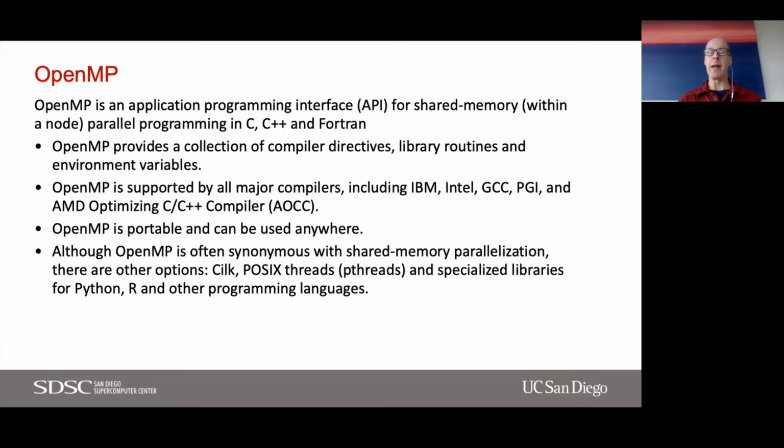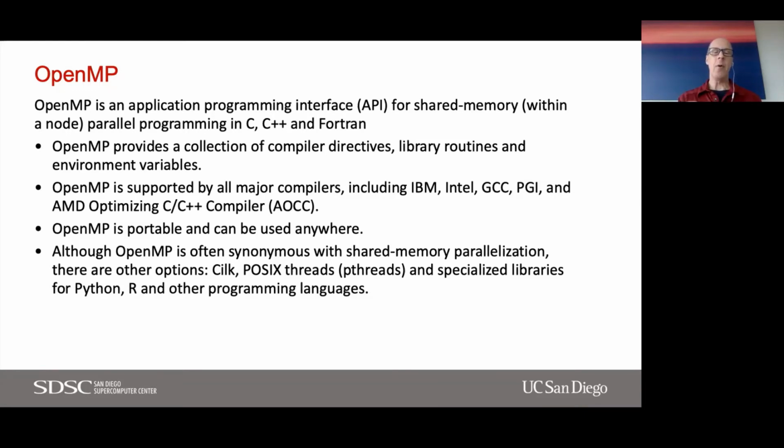OpenMP is supported by all major compilers, including IBM, Intel, GCC, which is the GNU compiler collection, PGI, and the AMD optimizing C and C++ compilers, or AOCC. On Expanse, we have the Intel, PGI, and the AOCC compilers. Like MPI, OpenMP is portable and you can use it anywhere. I have never seen a modern compiler that does not support OpenMP. So regardless what system you go to, if you're running on Expanse, if you're running on an IBM supercomputer somewhere, other Expanse Xseed resources, you're always going to have OpenMP available.